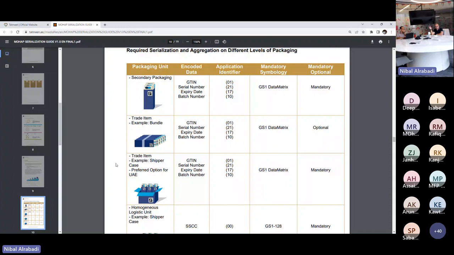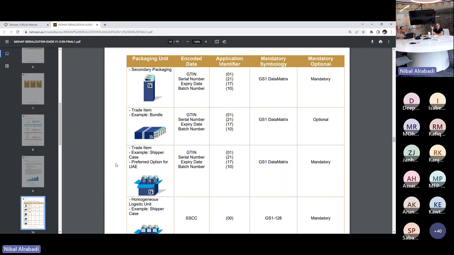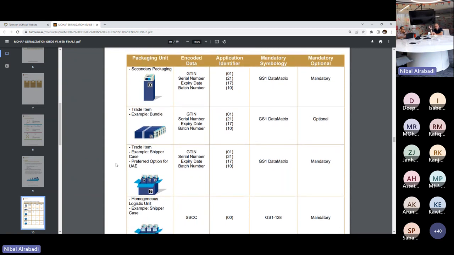Zaki, sorry, if I understood what Mustafa and Nibal are saying. This is iPhone 14. It has a G10. Okay? If you're selling 10 units of iPhone in a shipper case, it should have another G10, totally different. I think this is what BrandSync told you. If you are selling 10 iPhones in a pack, in a shipper case, then please create a new G10 for that shipper case. Understood.